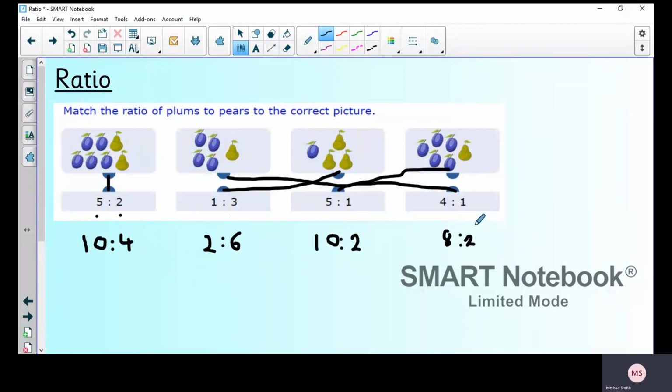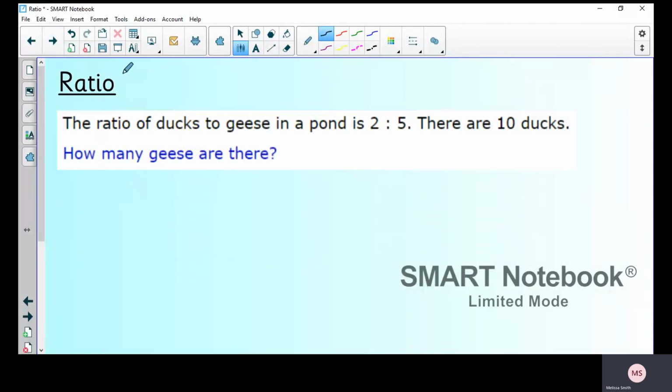So we should be confident now on scaling a ratio down and scaling a ratio up. The ratios might be smaller or bigger, but they are always what? They are always equivalent. So today we're going to take that knowledge and put it into some word problems. The ratio of ducks to geese in a pond is 2 to 5. There are 10 ducks. How many geese are there? If you think you can have a go at this, then pause the video and we'll go through it.